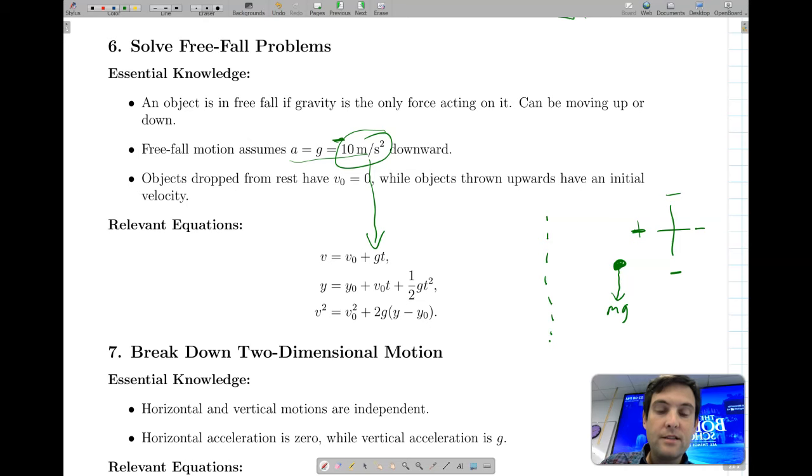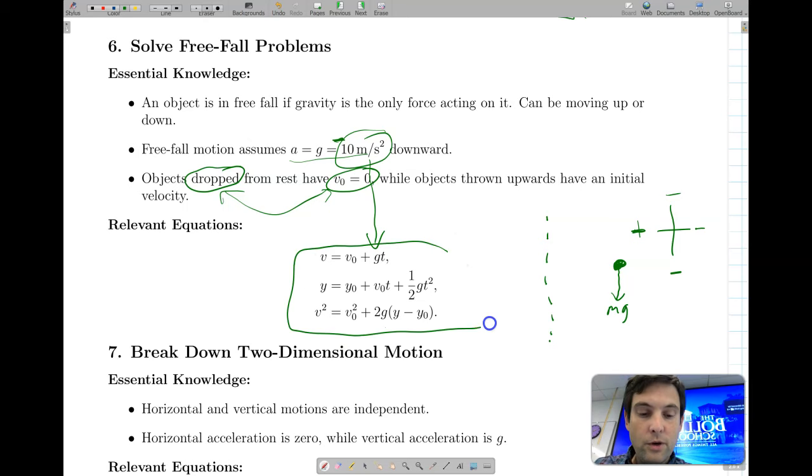Objects dropped from rest have 0 initial velocity. Dropped and initial velocity equals 0, those are synonyms. When you read dropped, initial velocity is 0, while objects thrown upwards will have some initial velocity. We can use these relevant equations, which are the same exact kinematic equations. We already know that acceleration is going to be constant as long as there is no air resistance. How do we know there's no air resistance? We're going to ignore air resistance until the problem tells us there's air resistance.